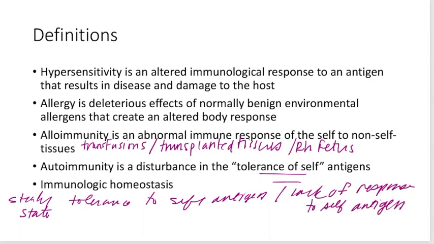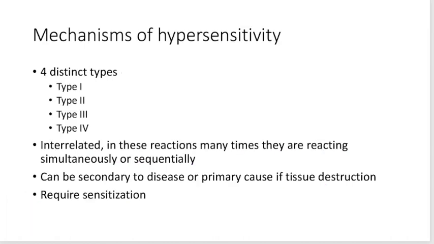The individual's genetic makeup determines the degree of immune responses and the effects of those responses. Okay, so let's take a look at hypersensitivity reactions. We have 4 distinct types of hypersensitivity, type 1 through 4. They are interrelated, meaning that these reactions sometimes happen together or sequentially. They can be secondary to disease or the primary cause of tissue destruction, and they require sensitization. The mechanisms are apparent in most hypersensitivity reactions.